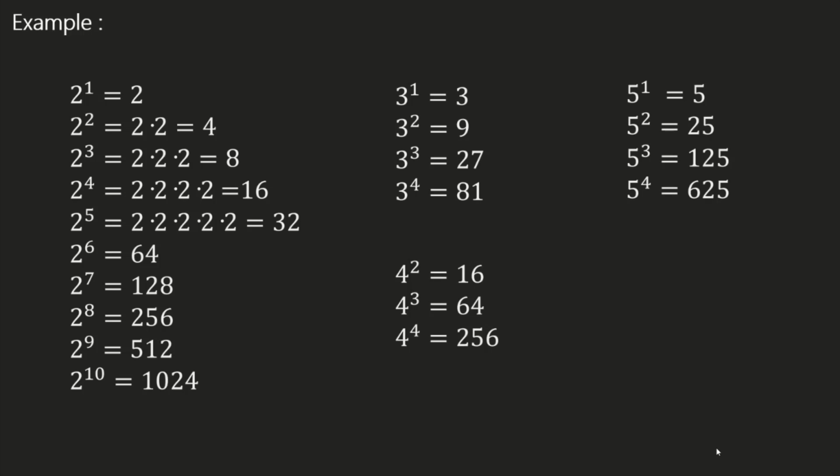And let's look at 5 based. 5 to the first is 5. 5 to the second is 25. 5 to the third is 125. 5 to the fourth is 625. So again, you're encouraged to memorize all of them.